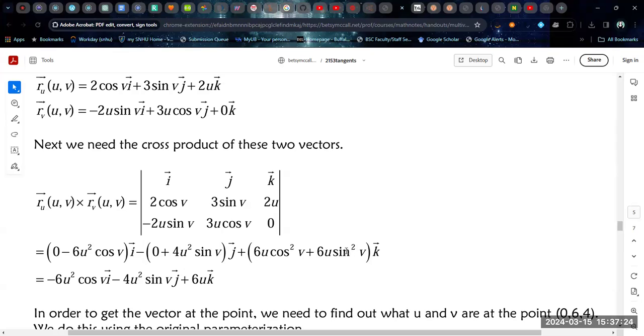And then in the k component, we're multiplying here. So this will be 6u cosine squared. And here, we're also going to get 6u sine squared. Cosine squared plus sine squared is 1. And so if we factor out the 6u, we end up with just 6u in that k component.